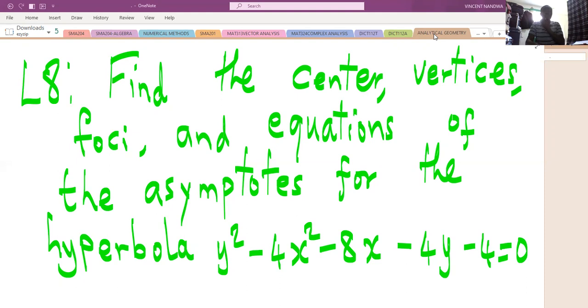so that we can easily read the coordinates of the center and then the values of a and b. That will help us now to read the other points as foci and the vertices.